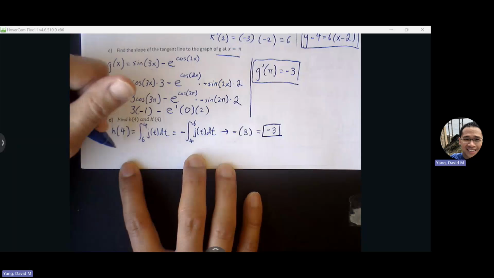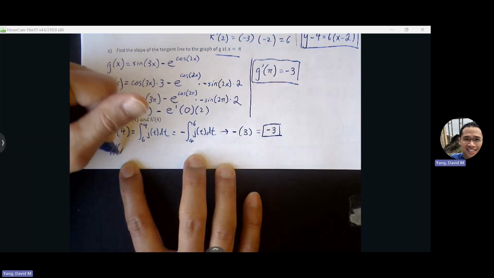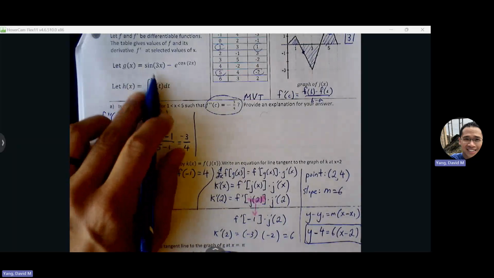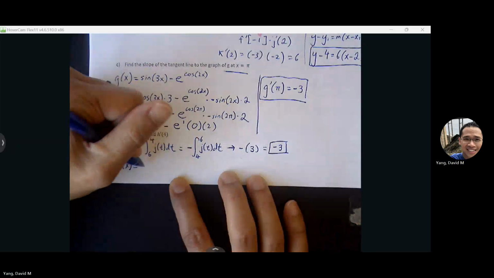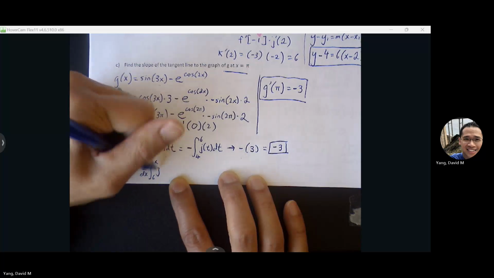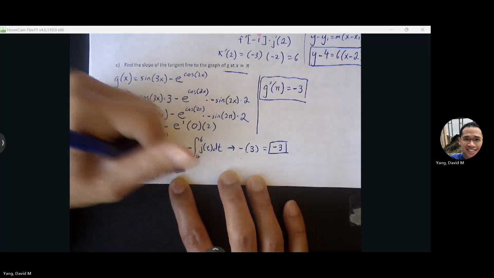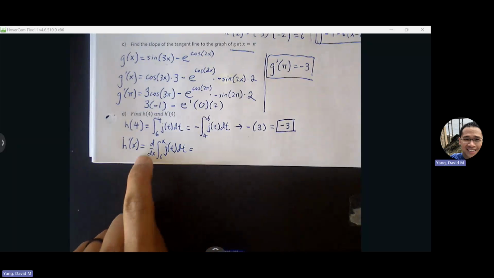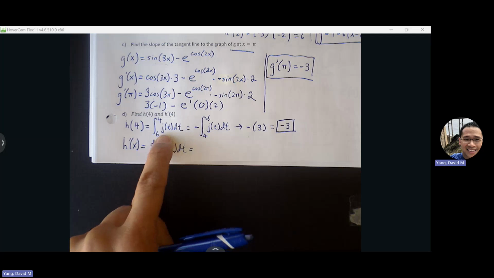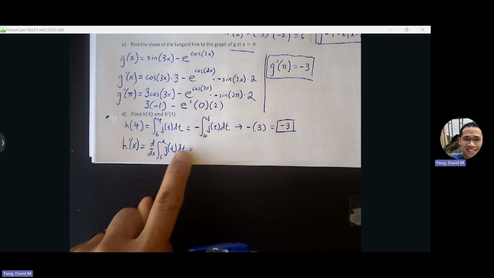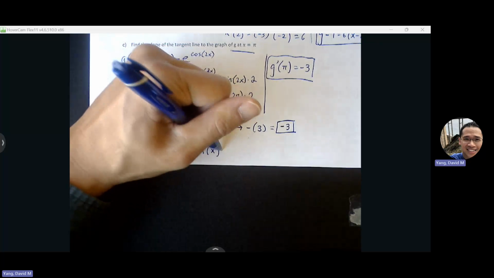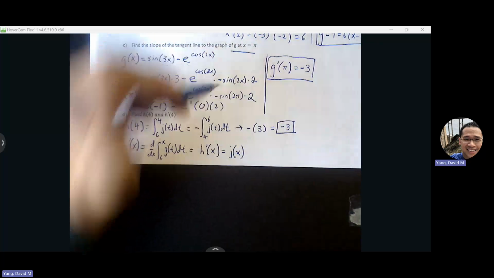Next part, find h prime of 4. Before I can find h prime of 4, I want to first find h prime of x. So h prime of x requires me to take the derivative of this integral. And this should remind us of second theorem. We know second theorem are going to cancel these two operations out. You can just plug that upper bound in for a t and multiply it by x's derivative, which is times 1. So that's not going to change anything. So h prime of x is simply j of x.